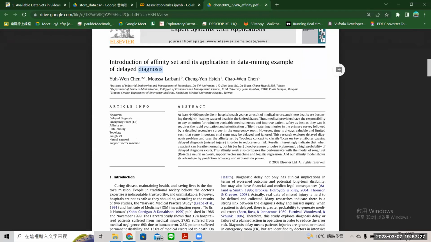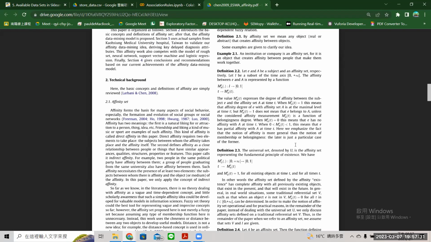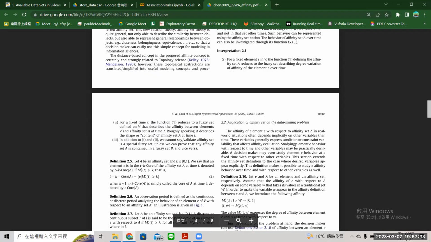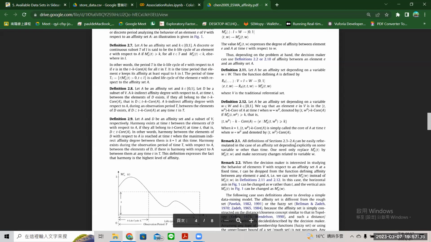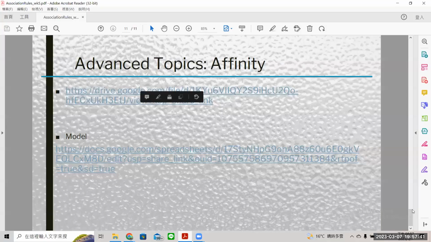Okay. And in addition to this formulation, I try to tell you, because we just learned about this support, right? Support, yeah.